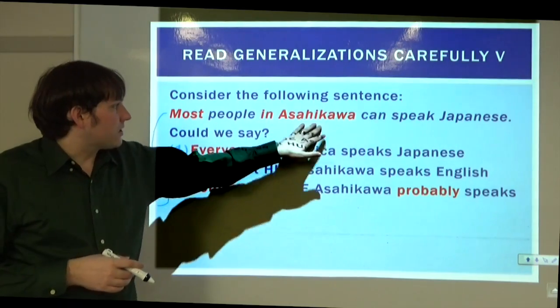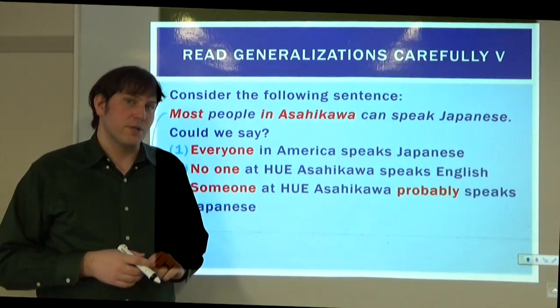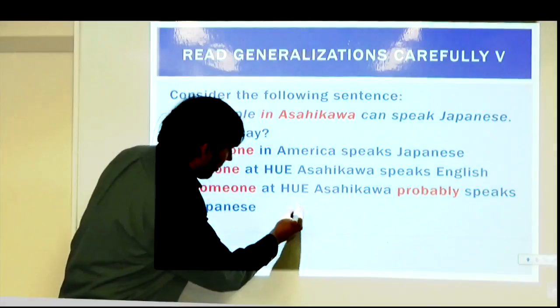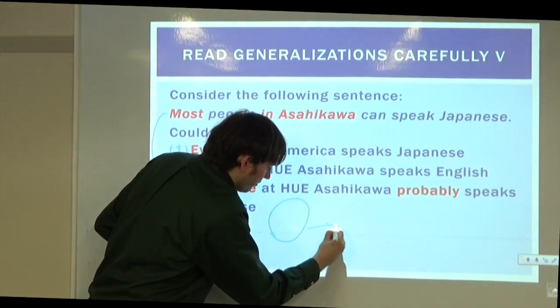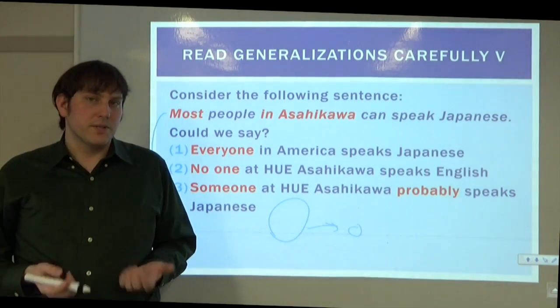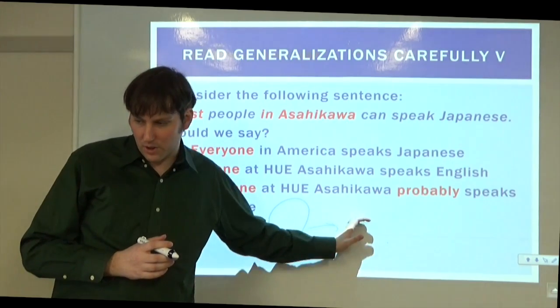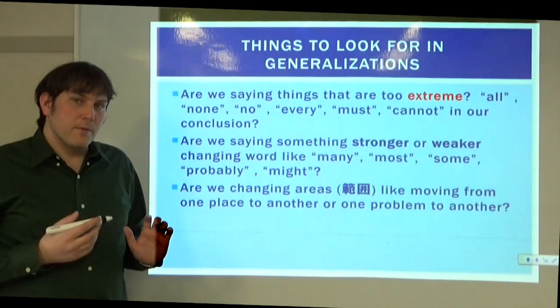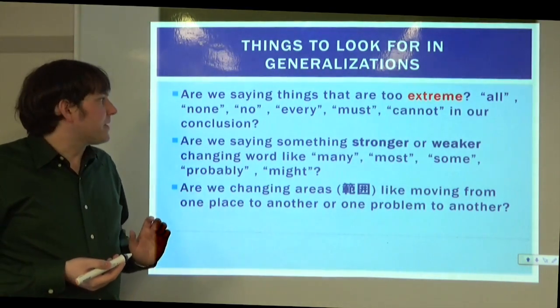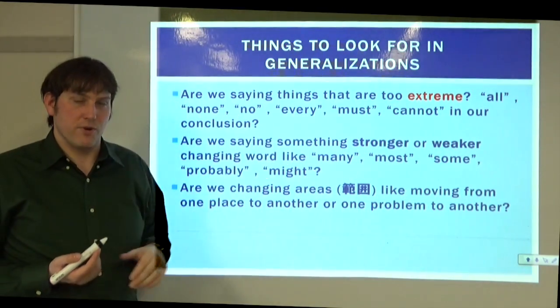If most people in Asahikawa speak Japanese, then someone at the university probably will speak Japanese, because we're going from larger to smaller. So this is something that is important to do: with the data that you have, go from a larger thing to a smaller thing. Now, the main thing that we are doing here is we're thinking about our language. So are we saying things that are too extreme?